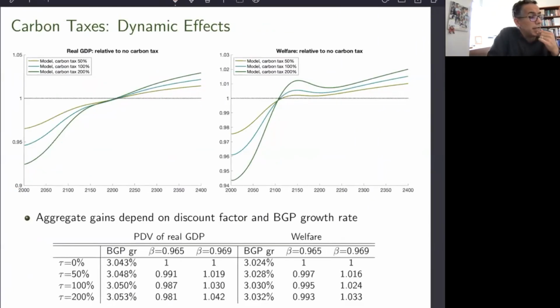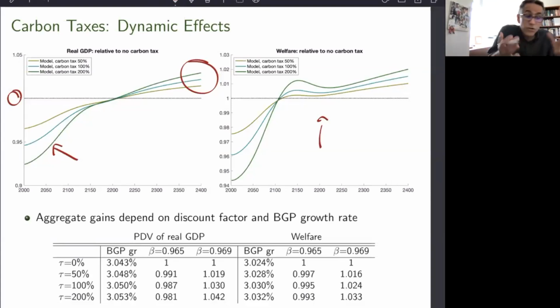You can reduce temperatures by about 2 or 3 degrees. Now that of course has a big negative effect on the economy today, but it has a positive effect over time because it has a positive effect on growth through its effect on temperature. So eventually you gain from it. So these are losses, these are gains in percentage terms in real GDP. You see the effects on welfare there. And so, current losses, future gains, it all depends on how you discount.